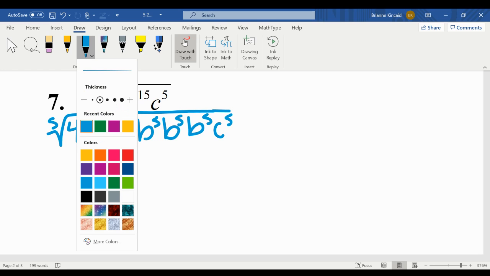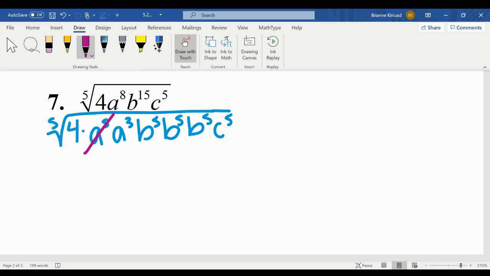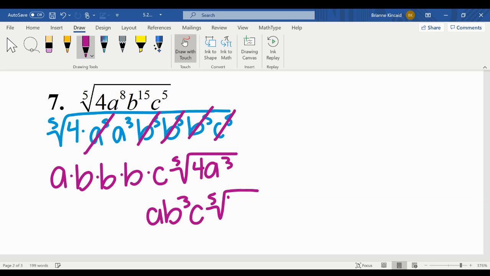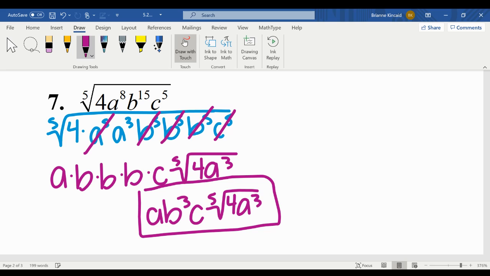So whenever your power matches the root, cross it out and bring it out front. A to the 5th comes out as a. 1, 2, 3 b's get to come out. And then c to the 5th also gets to come out. What you're left with is the 4a cubed. Then we clean it up just a little bit. This is a, and then we have 3 b's, so b cubed, c times the 5th root of 4a cubed. The 4 and the a cubed have to stay underneath the radical because they do not have a power of 5.